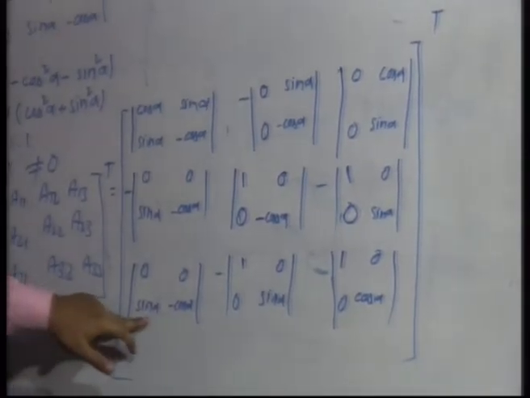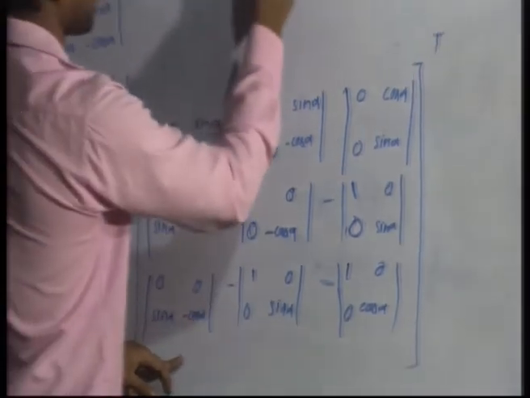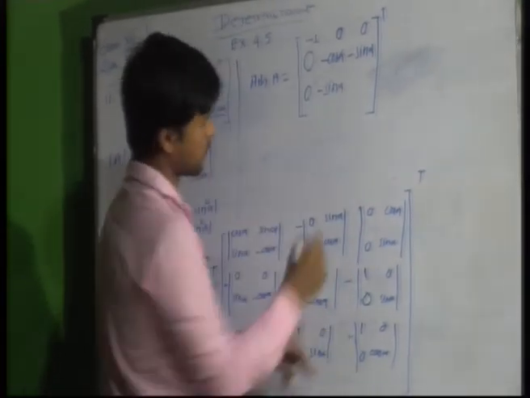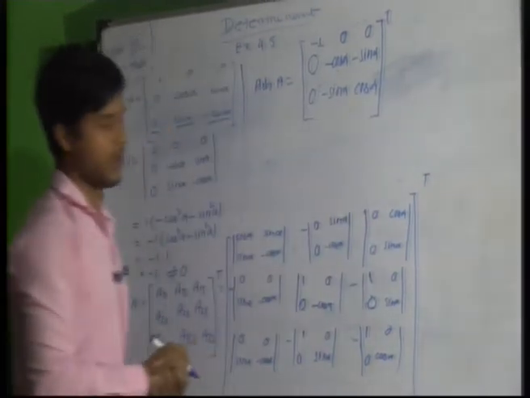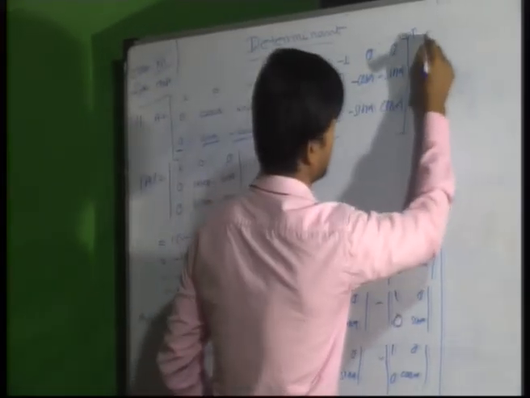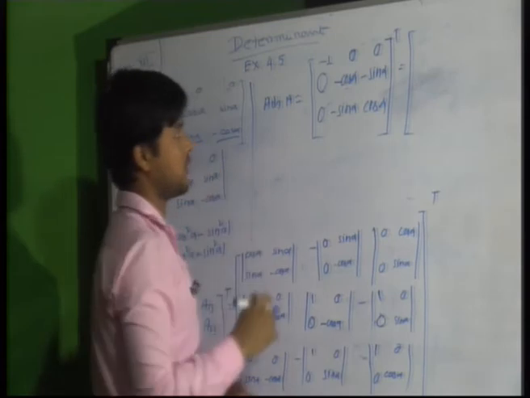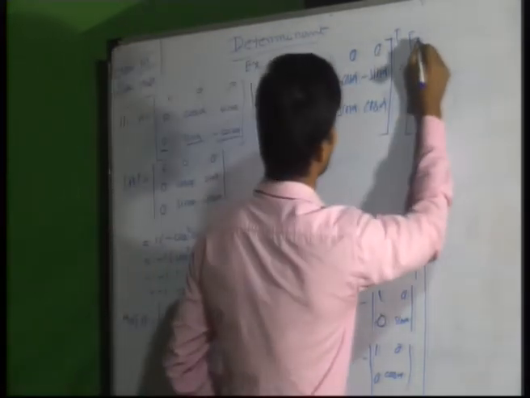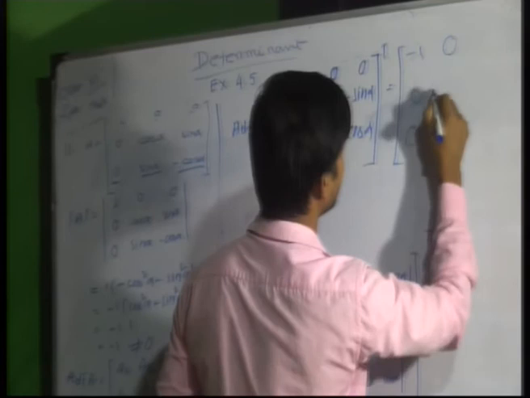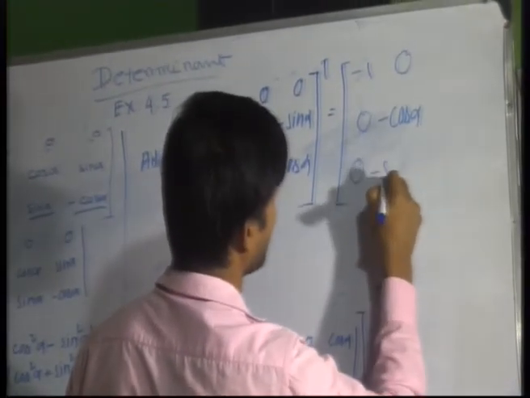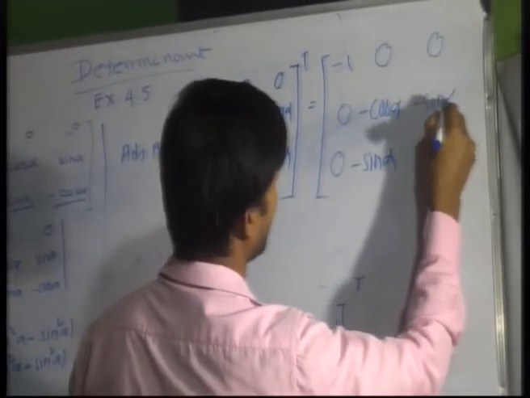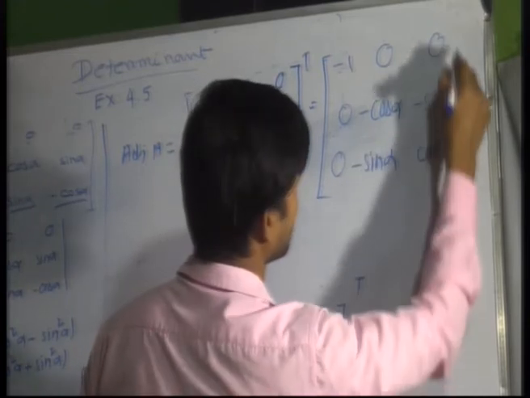Now the third row of the matrix: it is 0, this is minus sin alpha, and this is cos alpha, and whole transpose. Clear? Now, which is equal to, change row into column. So the first column will be minus 1 0 0, the second column will be 0 minus cos alpha minus sin alpha, and the third column will be 0 minus sin alpha and cos alpha.